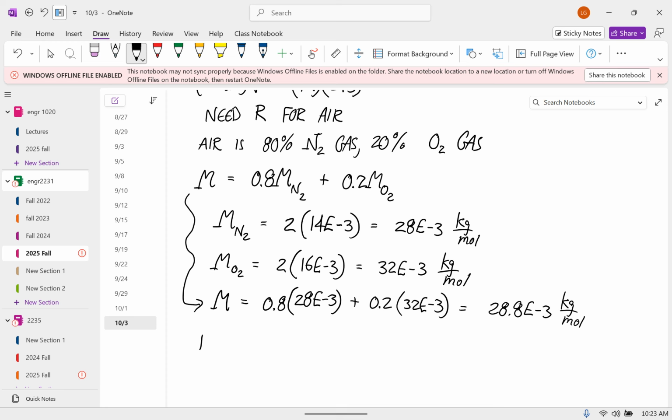And so now the R value for air is the universal gas constant, 8.314 in SI units, divided by the mass per mole of air, 28.8 times 10 to the minus third, and you get a value of 289. And this has units of joules per kilogram Kelvin. That's SI units for that R value.